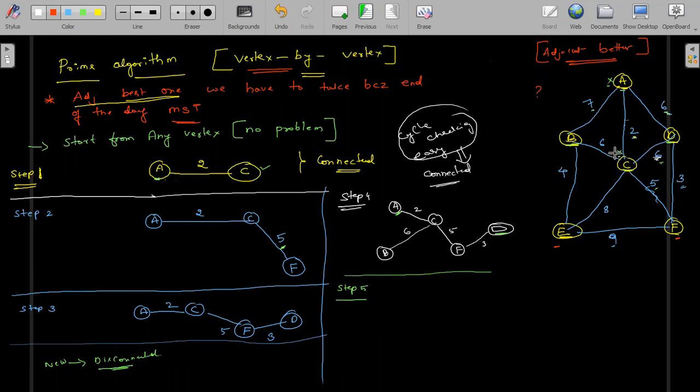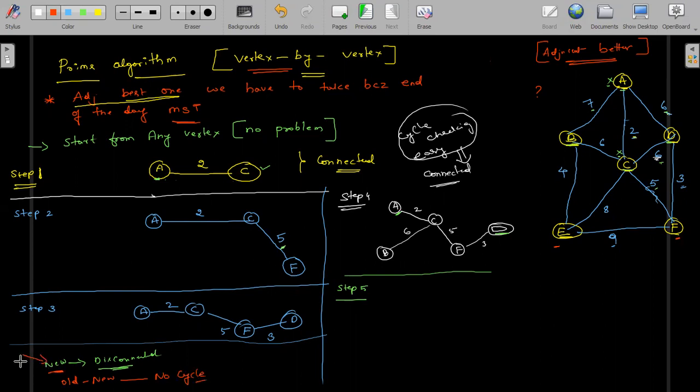I think everyone is getting what I'm saying. Okay, all are getting. So new means it is a disconnected one. Old and new, just understand old and new. So it indicates very clearly no cycle formation. New is nothing but what?